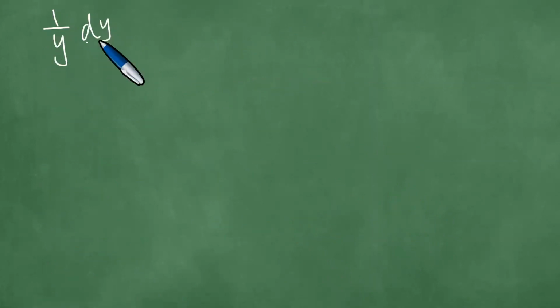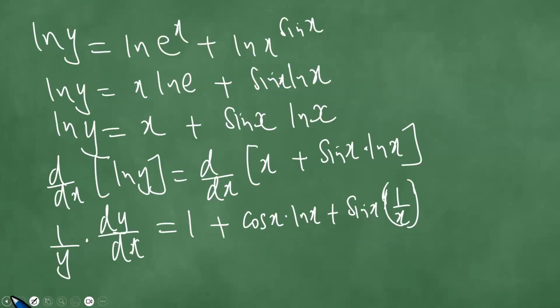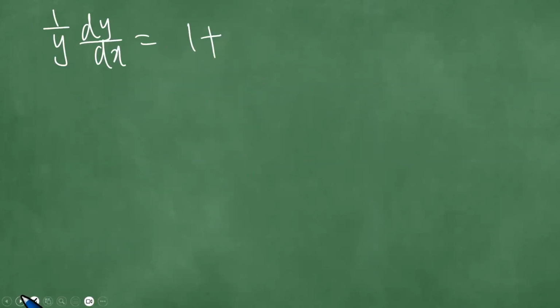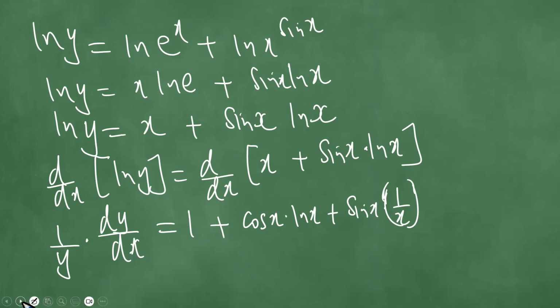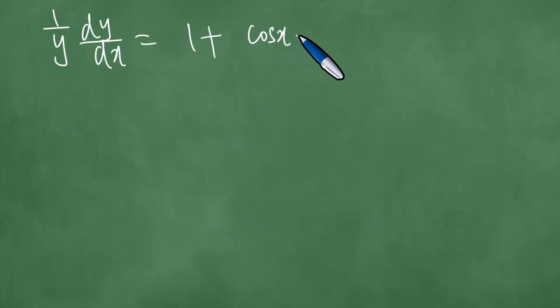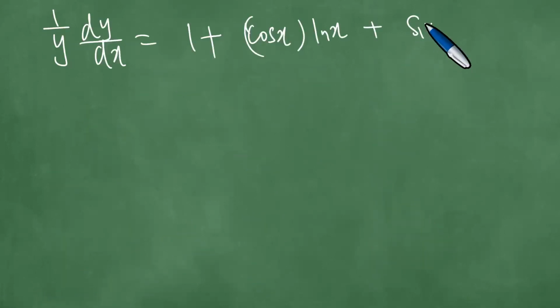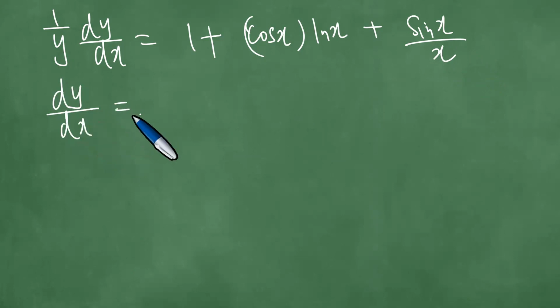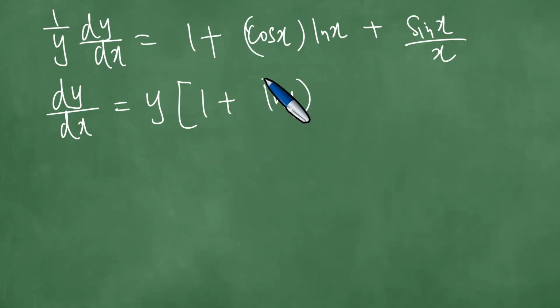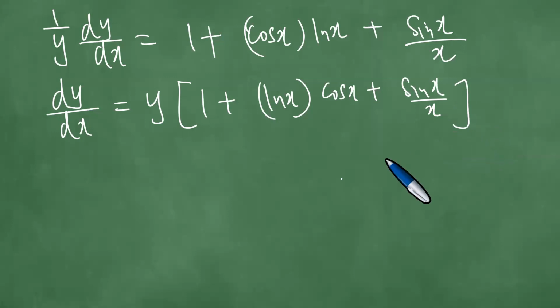1 over y dy/dx equals 1 plus cosine x ln x plus sine x over x. Which is y times 1 plus ln x cosine x plus the sine of x over x.